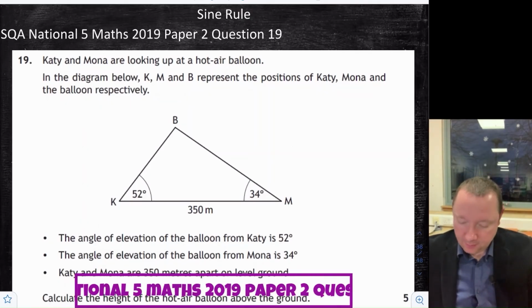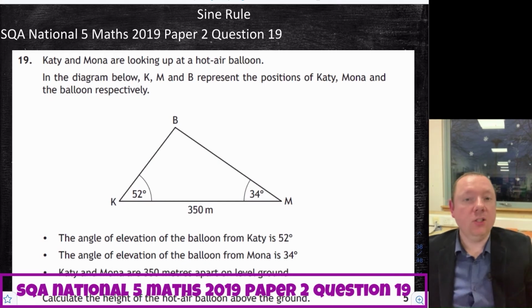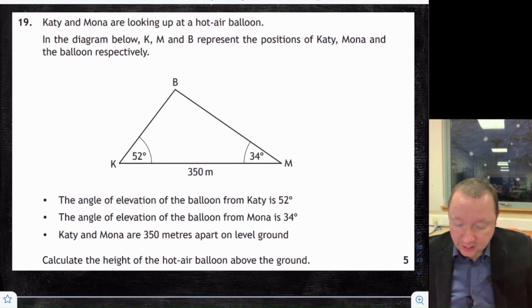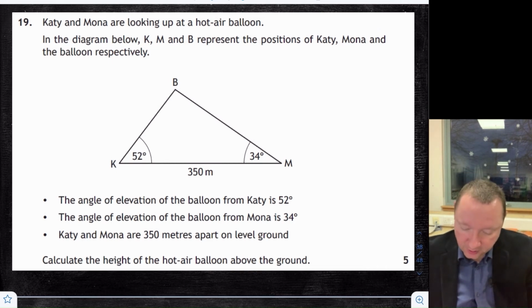National 5 Maths 2019 paper 2 question 19 had this long question. It says Katie and Mona are looking up at a hot air balloon. In the diagram below, K, M and B represent the positions of Katie, Mona and the balloon. So that'd be Katie, that'd be Mona, that'd be balloon. The angle of elevation of the balloon from Katie is 52, shown there. The angle of elevation of the balloon from Mona is 34, shown there. And the distance between Katie and Mona is 350. It says, calculate the height of the hot air balloon above the ground.